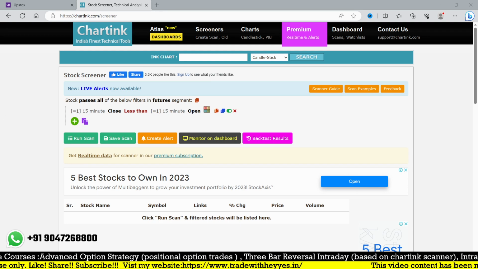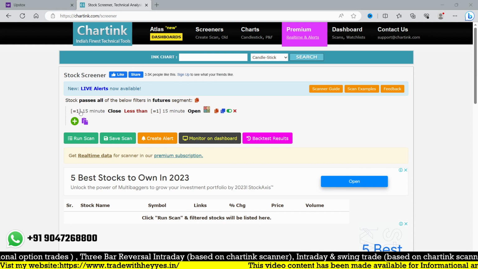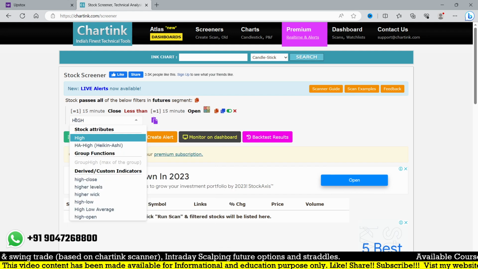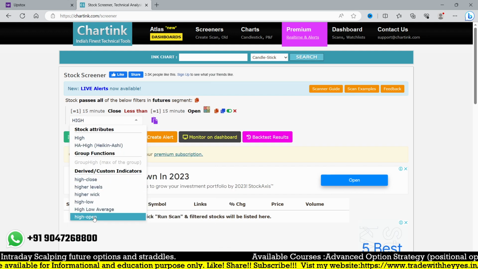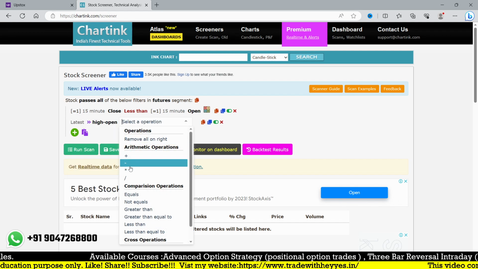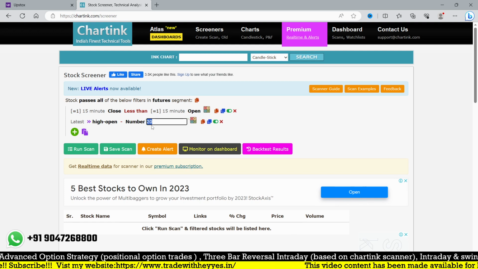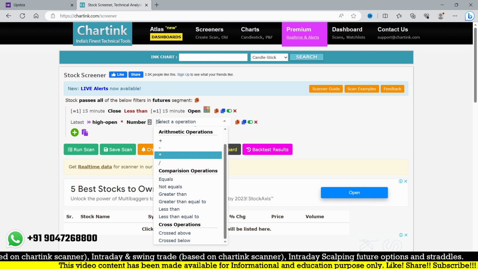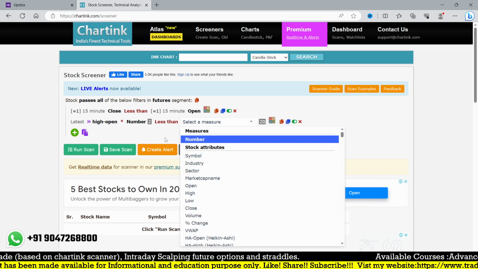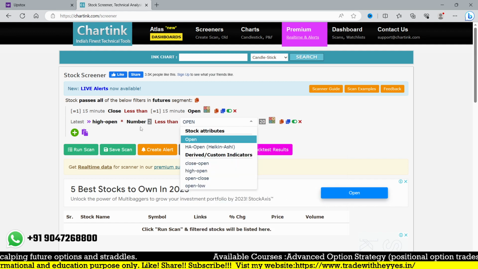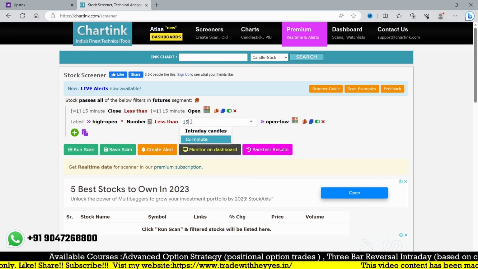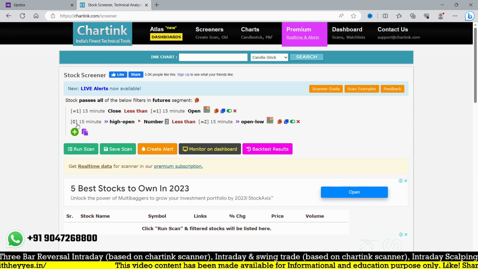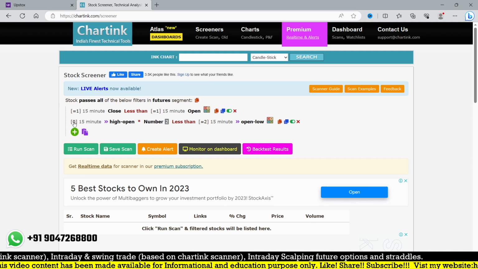The second condition we have to compare with the custom indicator. We already created it, so let me go to it. I already have high minus open. There is a condition, so I'm adding high minus open multiplied by 2. I'm calculating and comparing the two candles, and it must be less than the open minus low. We are using 15 minutes, so we can call for the second 15 minutes candle.